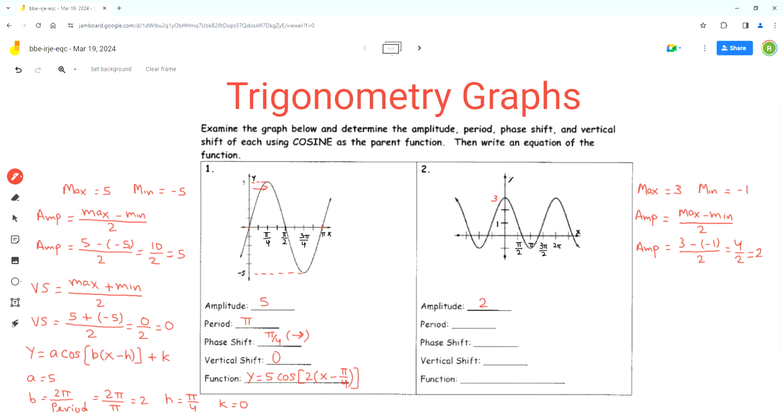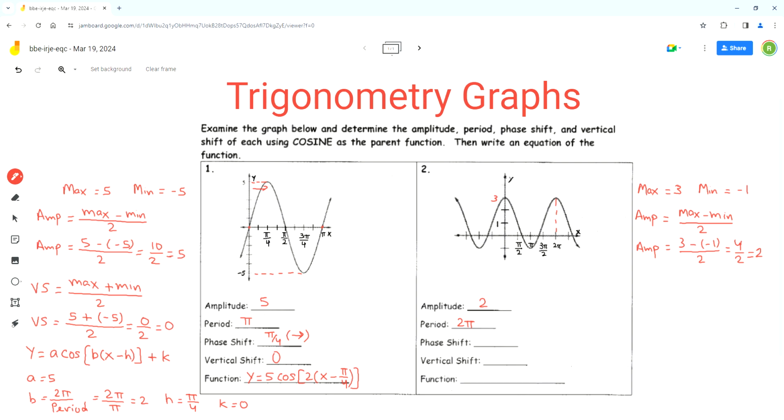Now we can find the period. The period is the length of one full cycle. In this case, we can see that the maximum value point is on the y-axis. So if we find the distance from this maximum point to the adjacent or the next maximum point, that distance will be the period. The next maximum point occurs at x equals 2 pi. So in this case, the period is 2 pi because that's the distance between two adjacent maximum points.